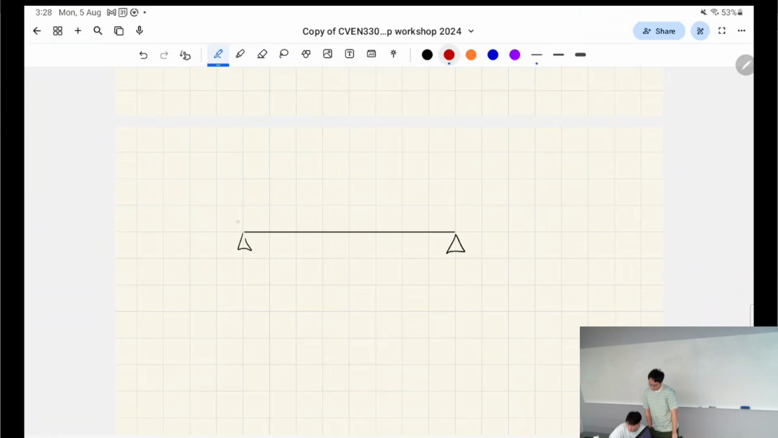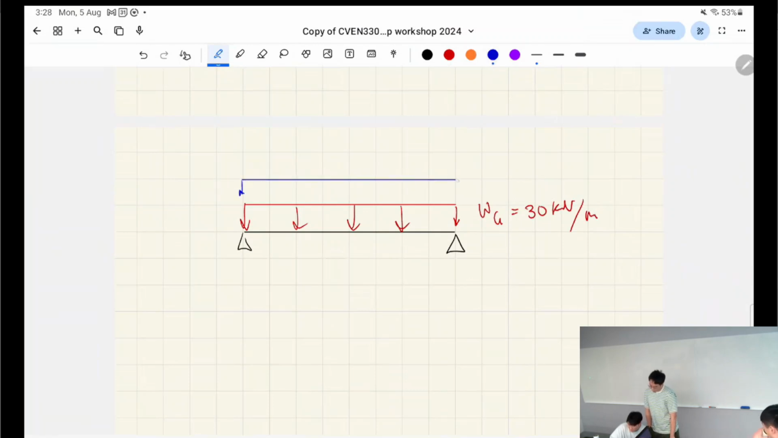I think if you have some supervisor, you're gonna cover this, but I think we'll nitpick. Let's say WG is 30. Right. And let's say these live loading, the load patterns are both uniform, right?